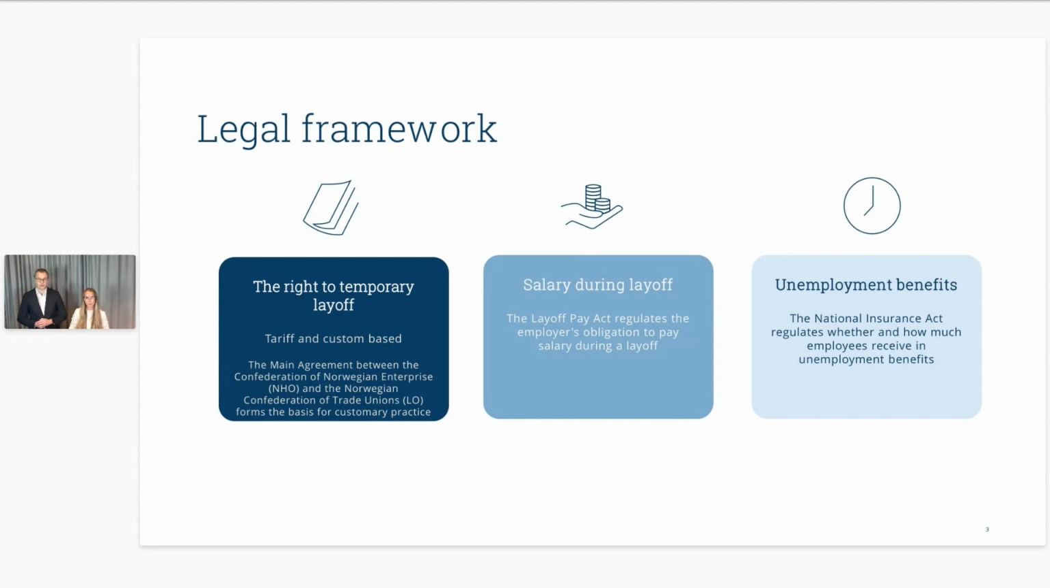The rules and procedures for temporary layoffs are based on the collective bargaining agreements and customary Norwegian law. For companies that are bound by collective bargaining agreements, rules and procedures for temporary layoffs normally follow from that collective bargaining agreement. On the other hand, for companies that are not bound by collective bargaining agreements, the rules are based on customary law and the rules in the main agreement between the Norwegian Confederation of Trade Unions, LO, and the Confederation of Norwegian Enterprise, NHO, which is the most important source of law for how the company should proceed in order to temporarily lay off employees.